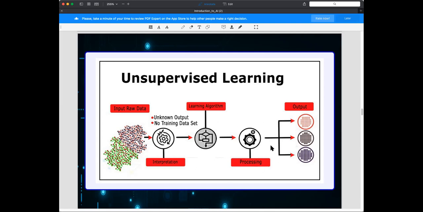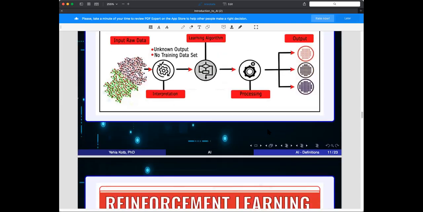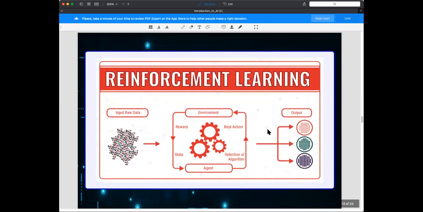Here is the unsupervised learning, okay? So it learns by itself, by learning some mathematical models, like the mean, the average, the standard deviation, you know what I'm saying? So those kind of stuff. Here it is, reinforcement learning.